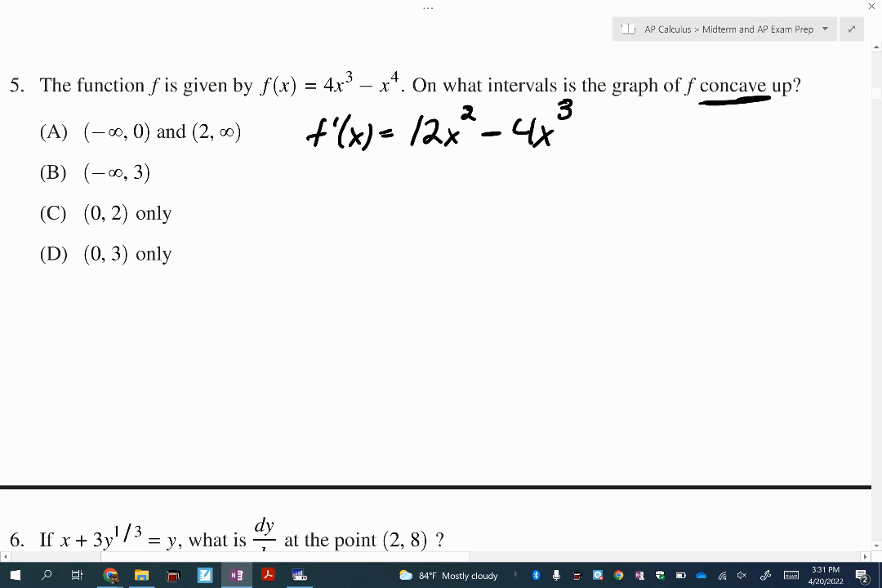Very good. All right, again, if I was doing increasing or decreasing, I would go with this. But I'm not. I need the second derivative. Okay, so keep going. 24x minus 12x squared. Excellent. After you find the second derivative, set it equal to 0. So we're going to set this equal to 0.